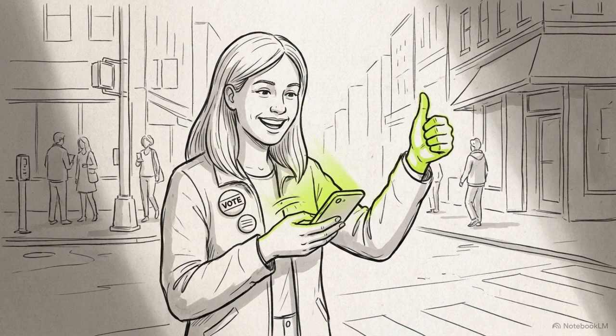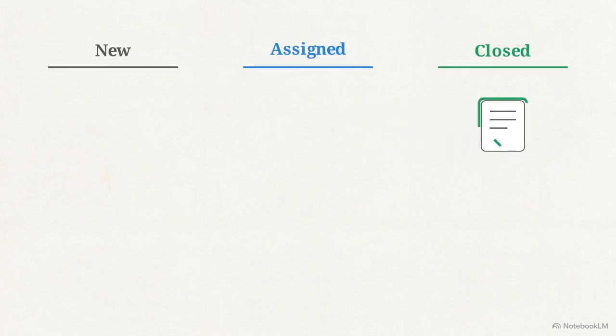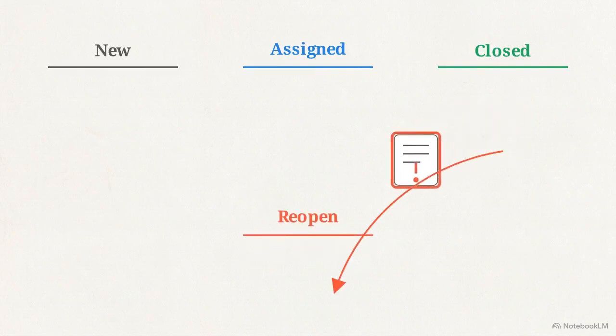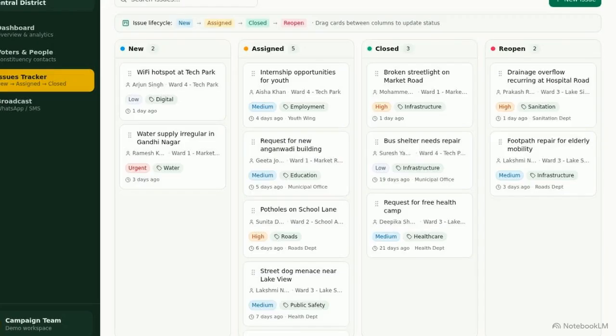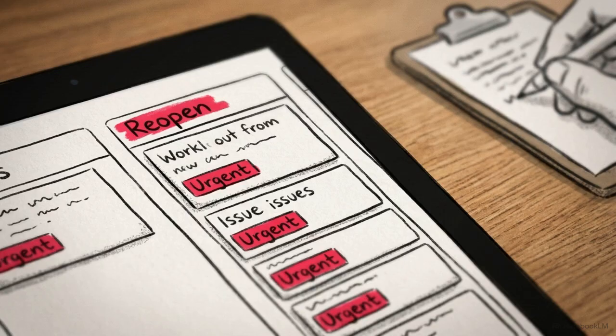In constituency management, closed isn't always permanent. Fixed problems, like patched potholes or cleared drains, often break again after the next heavy rain. To handle this, the tracker includes a 4th fail-safe stage on the far right, the Reopen column. When a constituent calls back about an old problem returning, skip the duplicate tickets. Just locate their original issue card and drag it back into Reopen. This setup forces accountability. It keeps recurring issues highly visible, preventing teams from quietly burying failing repairs just to keep their completion metrics looking good.